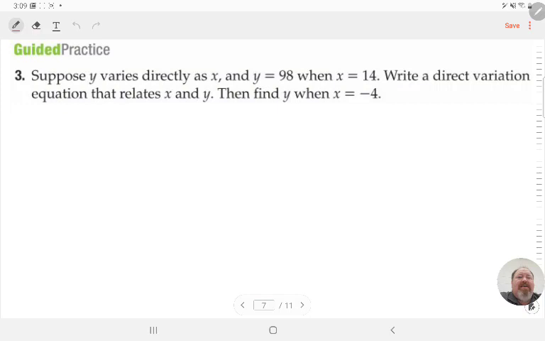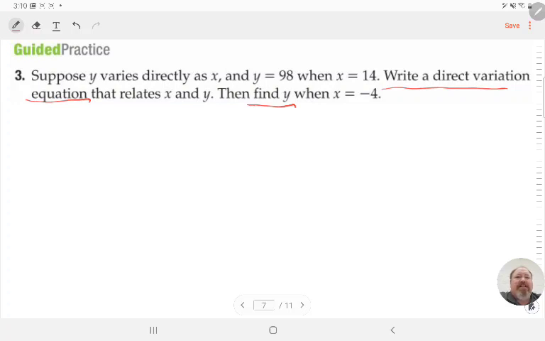So suppose y varies directly as x and y equals 98 when x equals 14. Write a direct variation equation. So we have to write the direct variation equation that relates x to y, and then we have to find y when x equals -4. So go ahead and pause, try to solve this, and then come back.